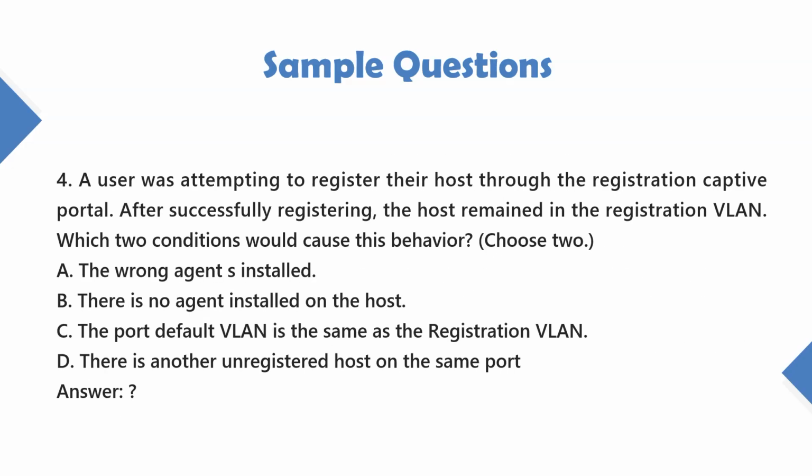4. A user was attempting to register their host through the registration captive portal. After successfully registering, the host remained in the registration VLAN. Which two conditions would cause this behavior? Choose 2. A. The wrong agent is installed. B. There is no agent installed on the host. C. The port default VLAN is the same as the registration VLAN. D. There is another unregistered host on the same port.